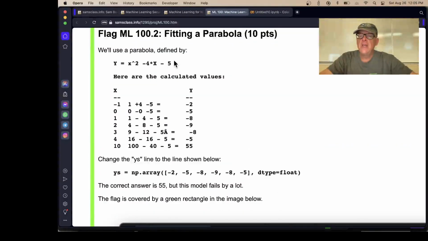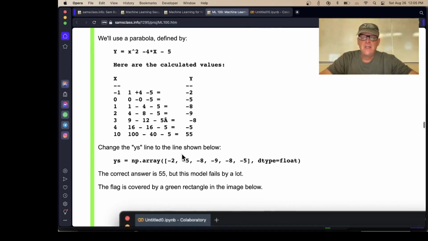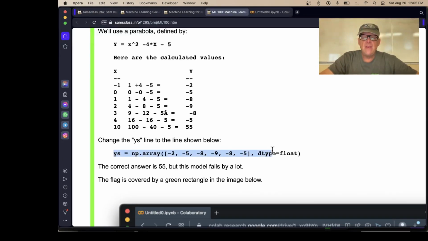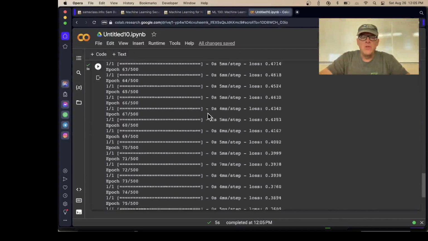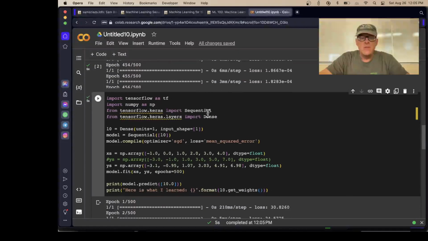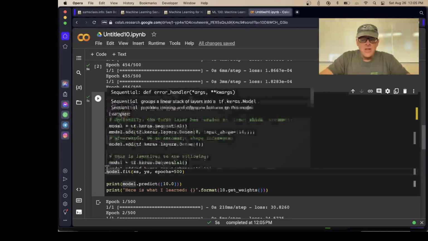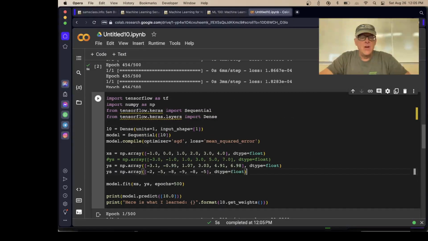Now, if I give it something that's not a straight line at all, x squared minus 4x minus 5, then I'd be having these values for y. And the model assumes a straight line. It only has one neuron with only two parameters, slope and intercept. So logically, it's probably not going to be very good at fitting data that really isn't a straight line.